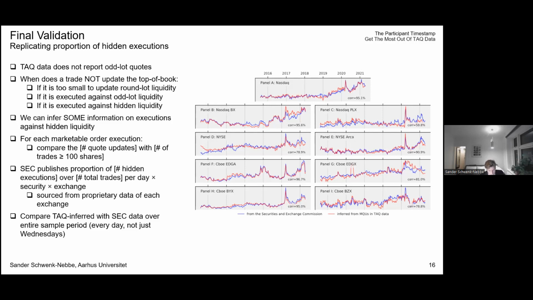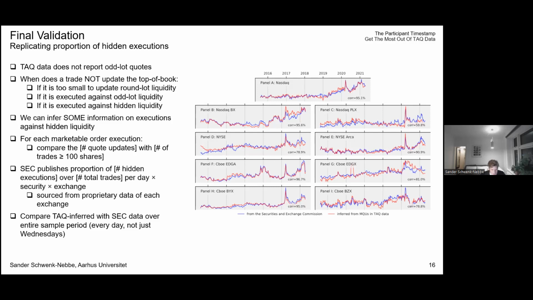The Securities and Exchange Commission releases this data, but they source it from proprietary market data. The data here, in this case, comes from TAQ. The red line comes from TAQ, and the blue one comes from the Securities and Exchange Commission. That they do not equal perfectly is very much an expected result.